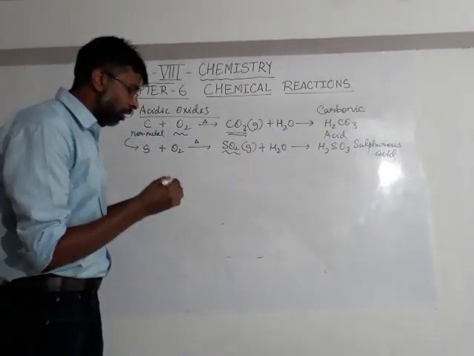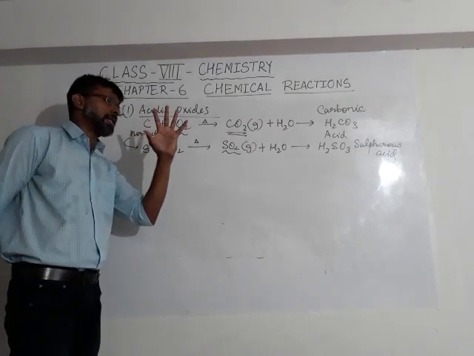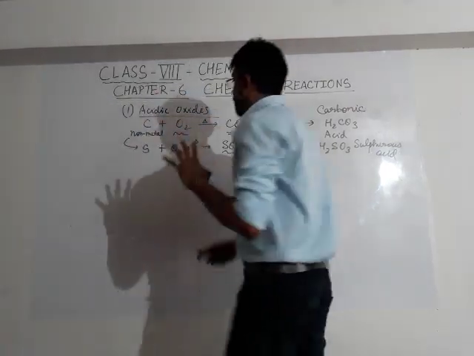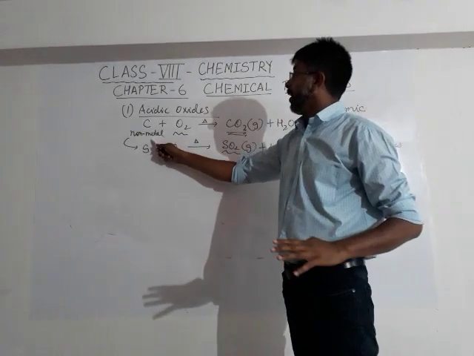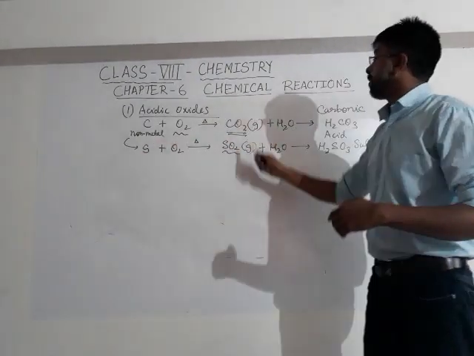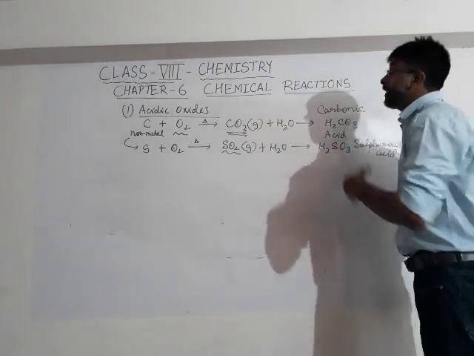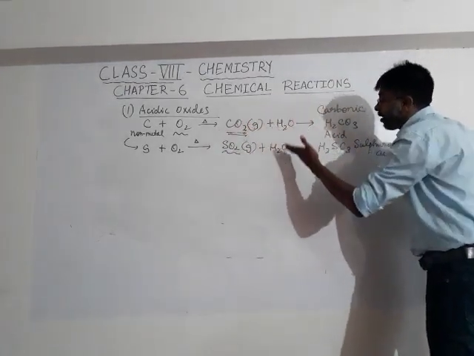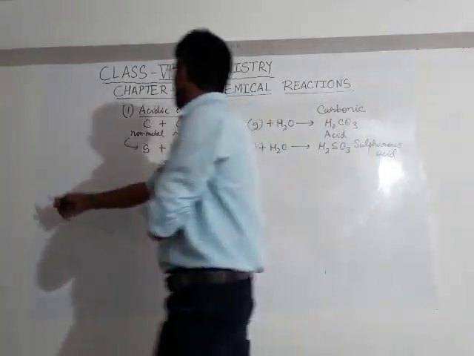So now you must have got some idea what acidic oxides are. Whenever the word acidic comes to mind, remember non-metal. Non-metals burning in oxygen form non-metallic oxides which are acidic in nature. And why are they acidic in nature? Because upon being dissolved in water, they produce acids. So this is the first type of oxides.